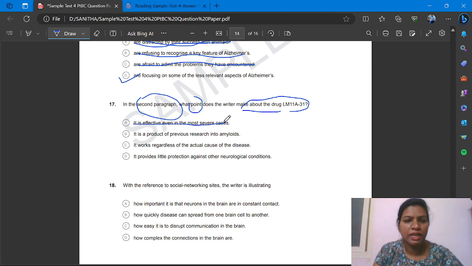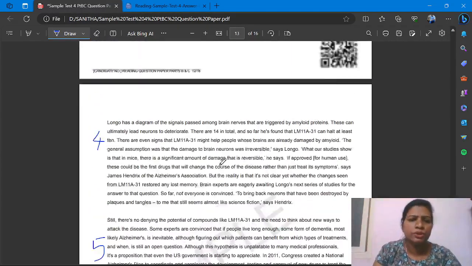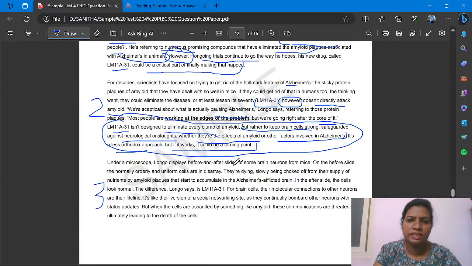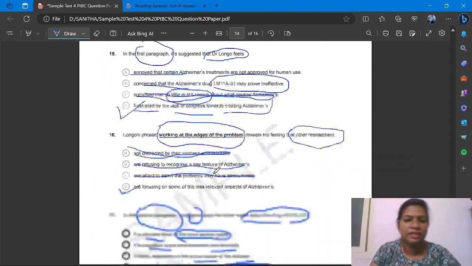Eliminate this option. It is a product of previous research. If you have doubt, you can go to the second bar and read again. It is a product. Anywhere it is a product of previous research? Just to read, if you have doubt. Anywhere it is said? No. Unnecessary option. So eliminate.